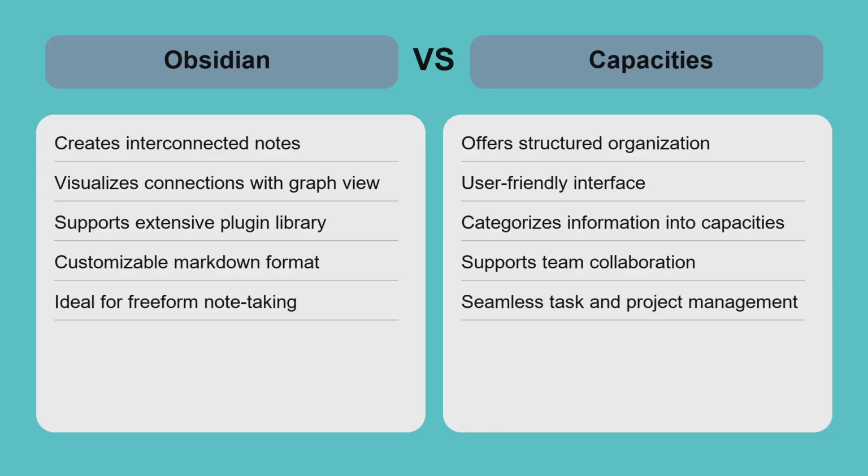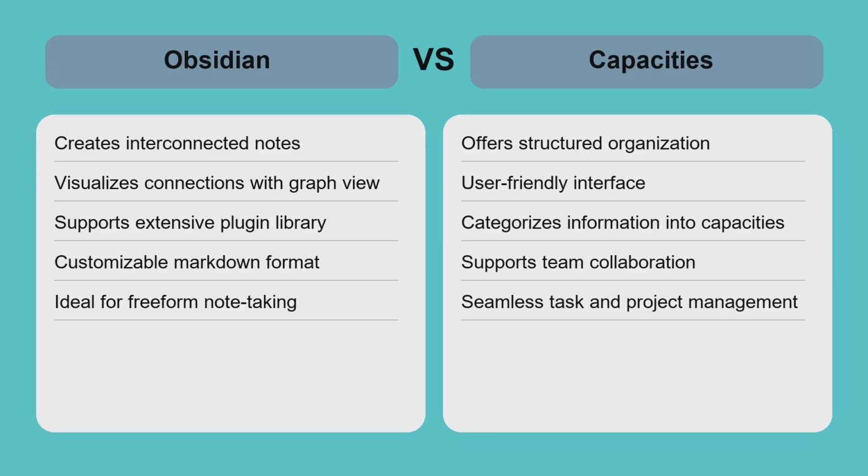If you enjoy creating a web of interconnected notes and exploring complex relationships between ideas, Obsidian is the better choice. Its graph view and extensive plugin library enhance creativity and depth. On the other hand, if you prefer a straightforward, structured approach to note-taking and task management, Capacities shines with its organized system and user-friendly interface.